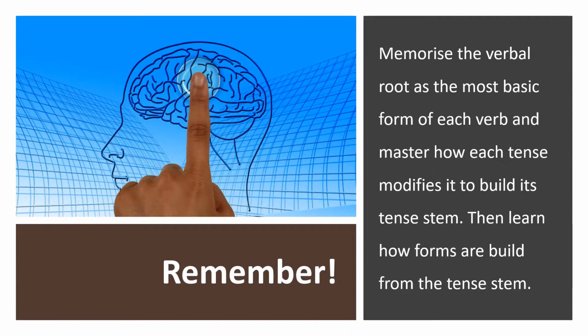You will also find it much easier to recognize unfamiliar forms of verbs because you familiarized yourselves with roots and how various stems and forms are built from those roots. We commend this to you as by far the best way to learn the verbs. It requires a little bit of extra work up front, but you reap huge dividends down the road. So remember, memorize the verbal root as the most basic form of each verb and master how each tense modifies it to build its tense stem.